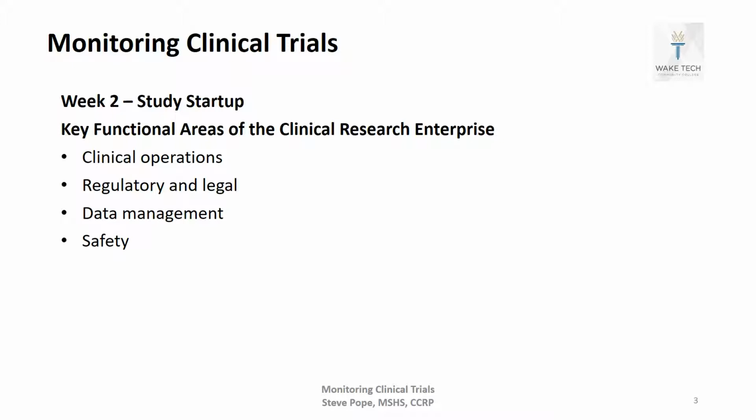So before we get into the study startup process, let's take a moment and talk about some of the key functional areas of the clinical research enterprise. These would be functional areas that make up, say, a contract research organization, or even a pharma company would have these functional areas. And this is kind of how the businesses are organized into specific areas. So let's talk about each one of them.